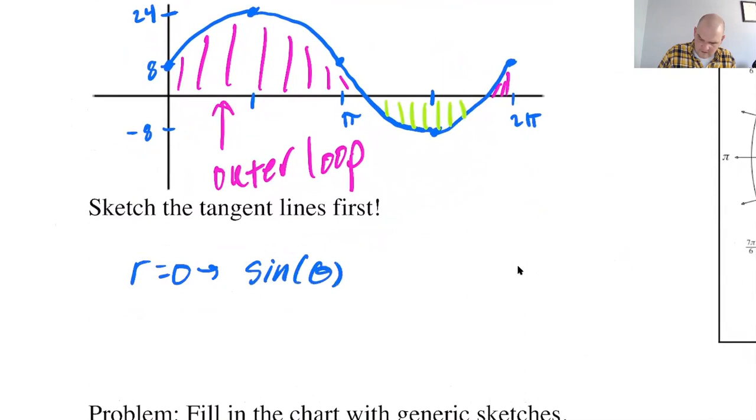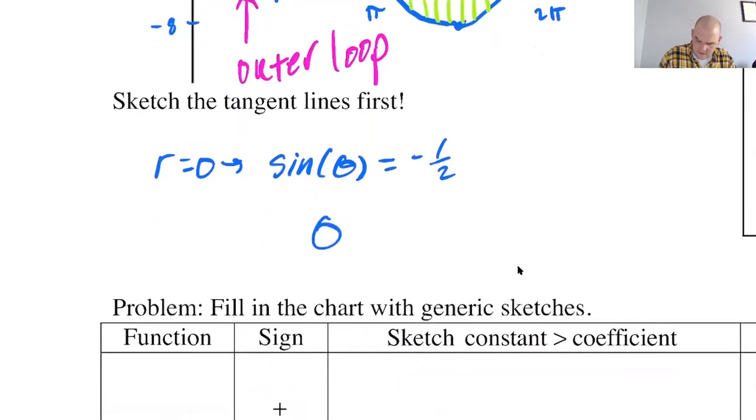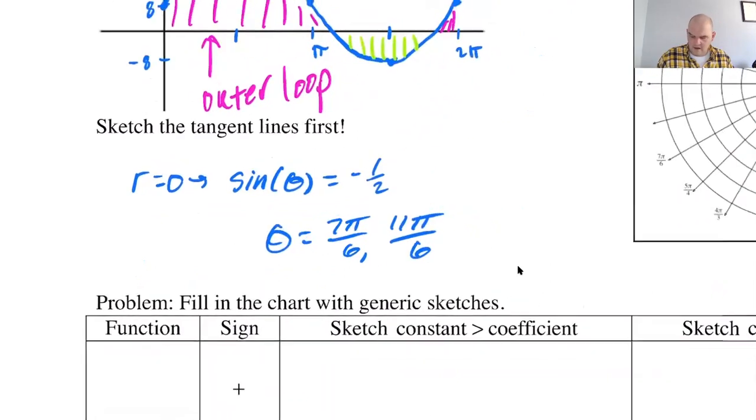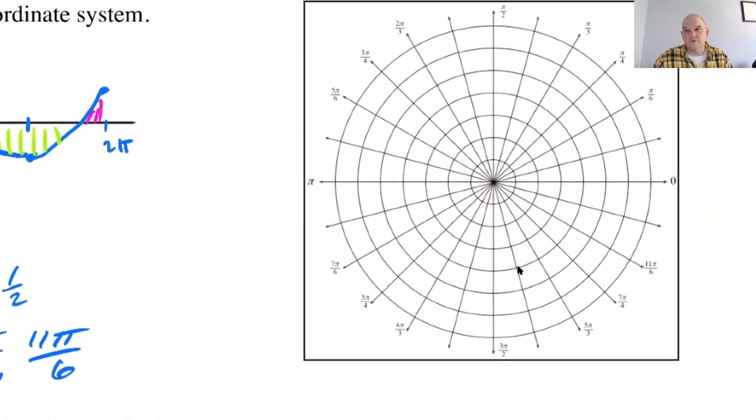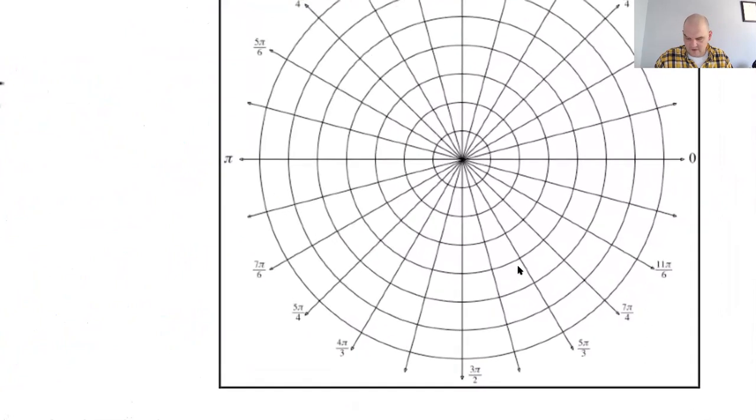Sine of theta equals -1/2. Thinking of the unit circle, theta is 7 pi over 6 and 11 pi over 6. But if you just think, oh, it's a pi over 6, and then you dot in the pi over 6 radial lines, they're in the right place, but we're better than that. We want to make sure that we're actually getting them right.